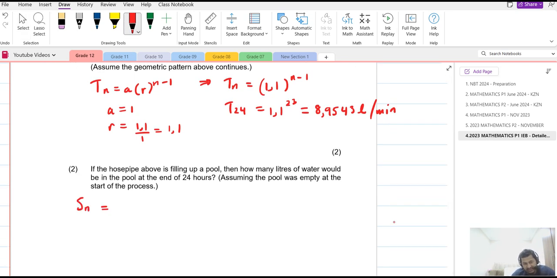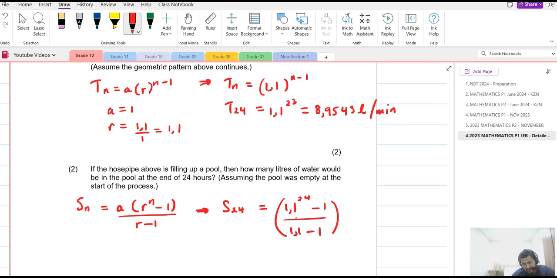What's Sn? a times r to the power n minus 1, divided by r minus 1. This implies S24. After 24 hours, we've got r to the power n. So 1.1, remember the value of a is 1, so we've got 1.1 to the power 24 minus 1, divided by 1.1 minus 1. Now remember, this answer you need to multiply by 60.